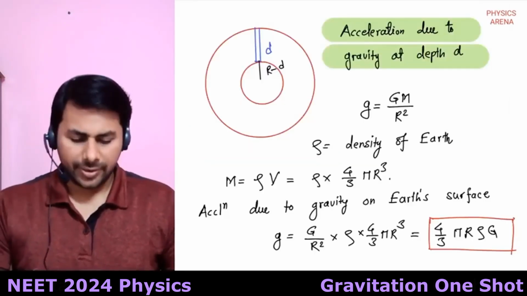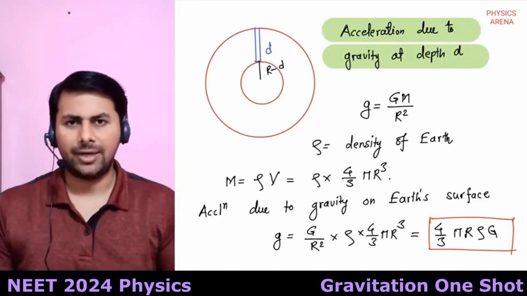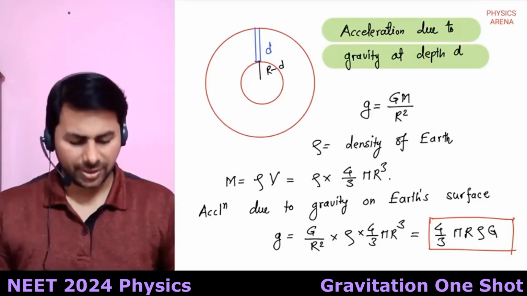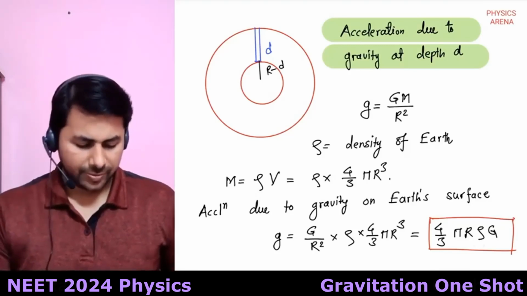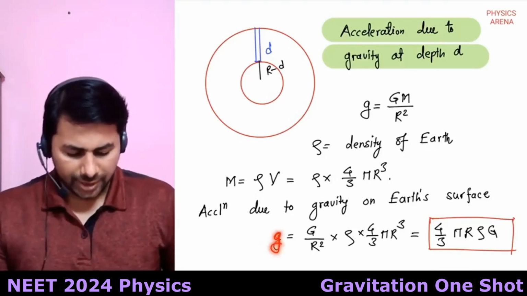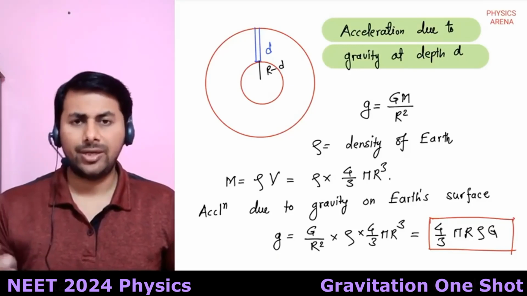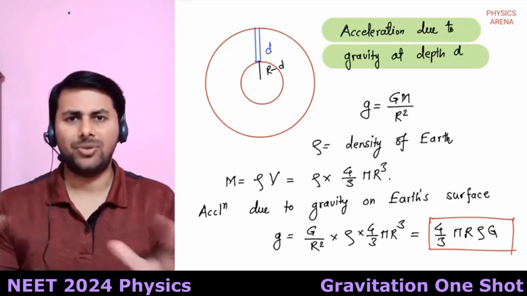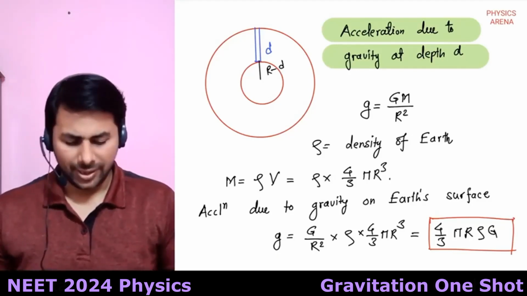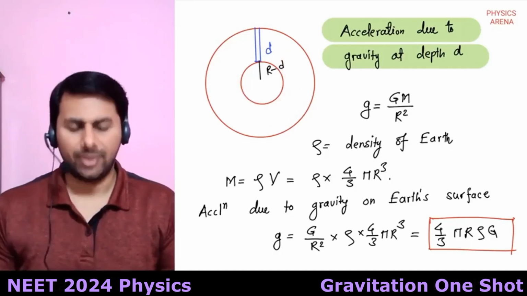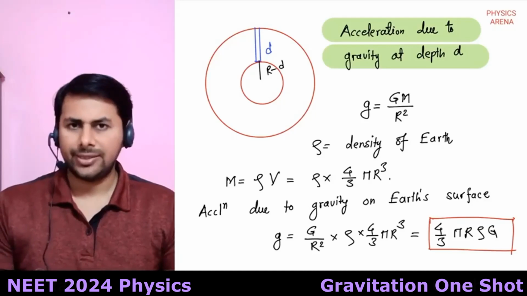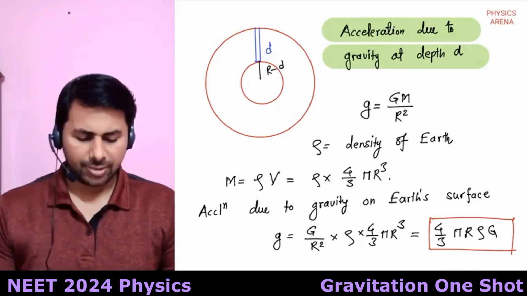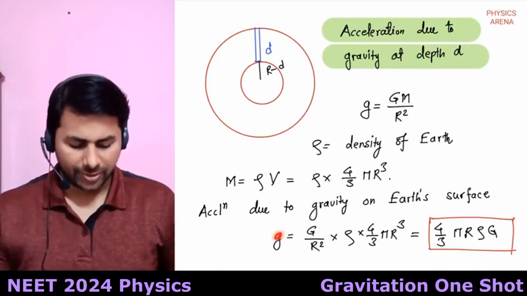Then let's move on to the acceleration due to gravity at depth d below the earth's surface. Here what we do is, we find acceleration due to gravity in terms of the mean density of earth. Now the density of earth is not constant; it is different at different points. So suppose rho is the mean density of earth, then in terms of mean density of earth, we find the acceleration due to gravity.